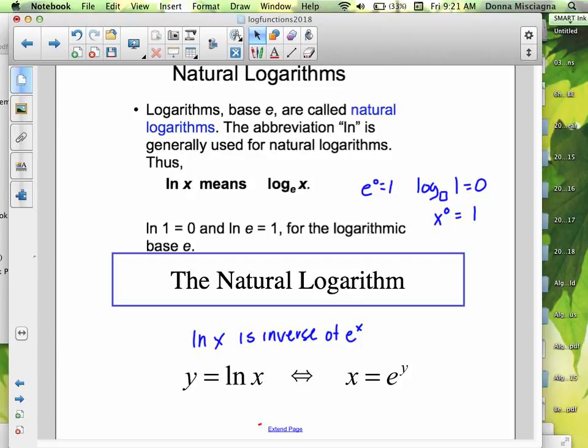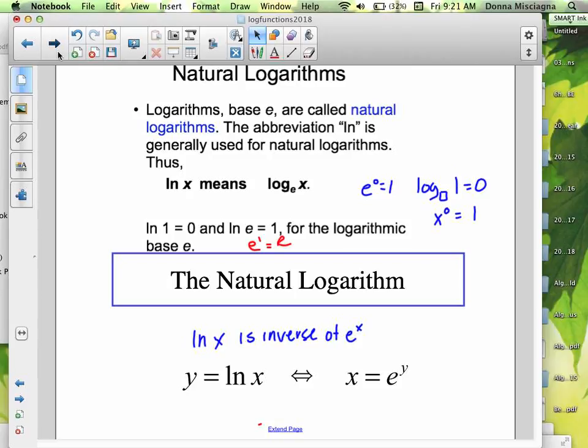If we have natural log of 1, we get 0. As a matter of fact, if you have log base anything of 1, you're going to get 0, because e to the 0 is 1. And anything but 0 to the 0 power is 1. So anytime there's just a 1 there, you're going to have 0 as an answer. Natural log of e is 1, because you'd have to raise e to the first power to get e. Natural log and e are inverses of one another, and we're going to learn more about that in the next couple of slides.